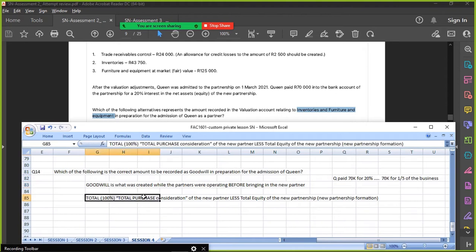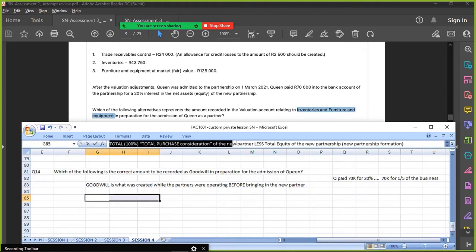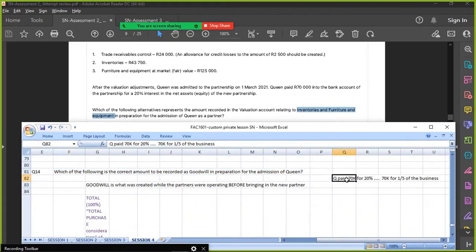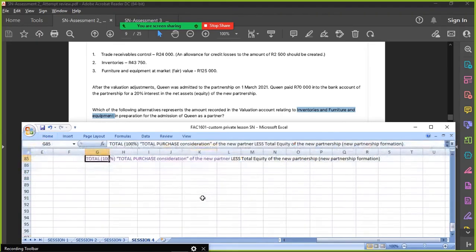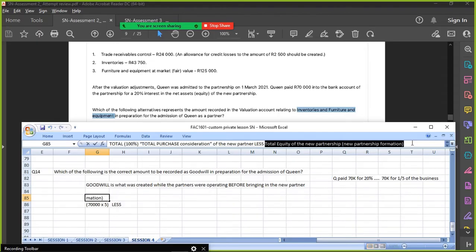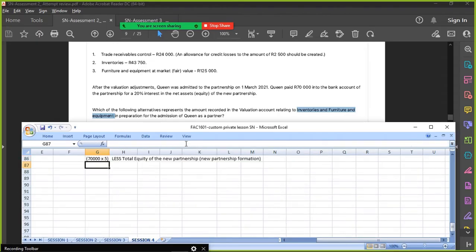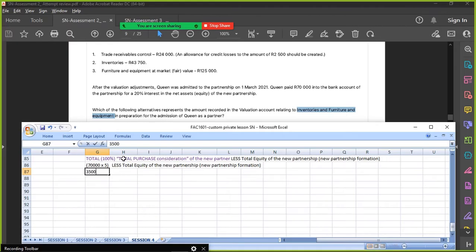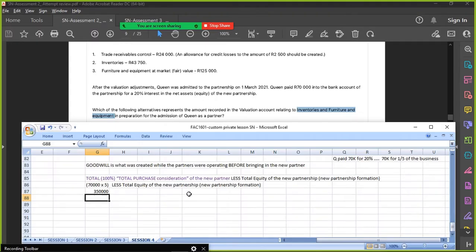So if I'm looking at the total purchase consideration, 100% of the business would be worth 5 times the amount that they paid. Make sense? Yeah. Okay, so 70,000 times 5, less this bit. That gives me 350,000, less the total equity of the new partnership, that I need to calculate.